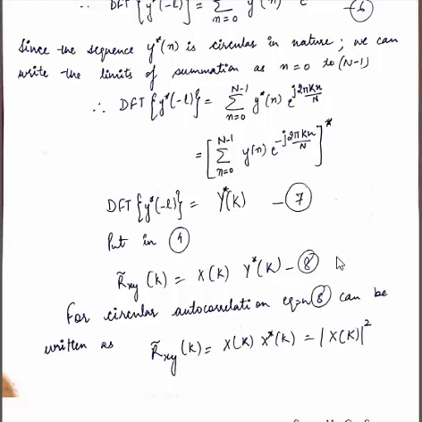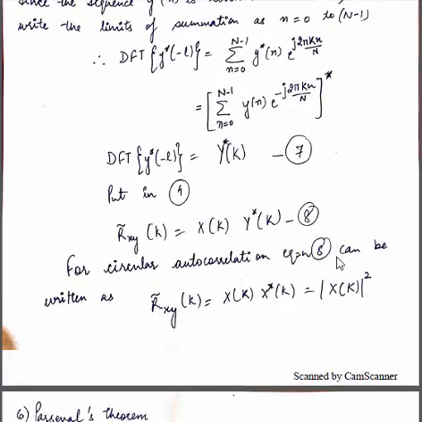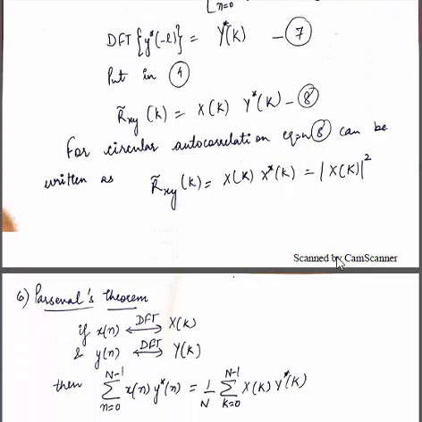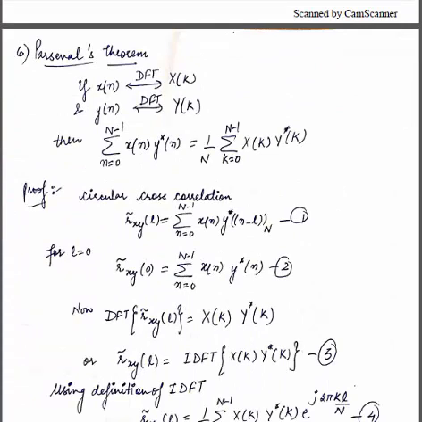That is the circular correlation property of DFT. Next, the sixth property is most important, Parseval theorem. Now next is Parseval theorem. If you understood the concept of circular correlation, then you can also understand the Parseval theorem.